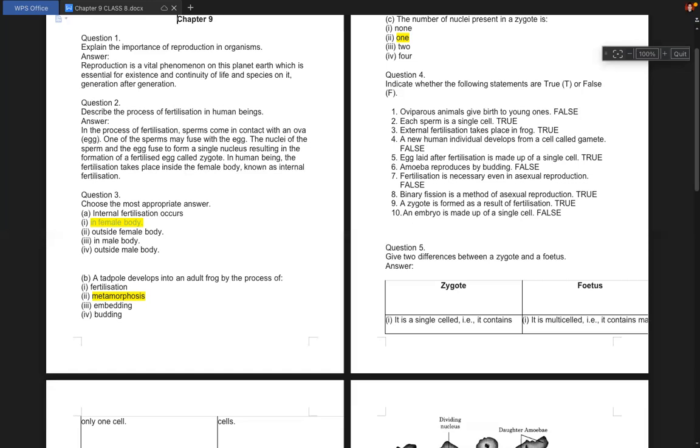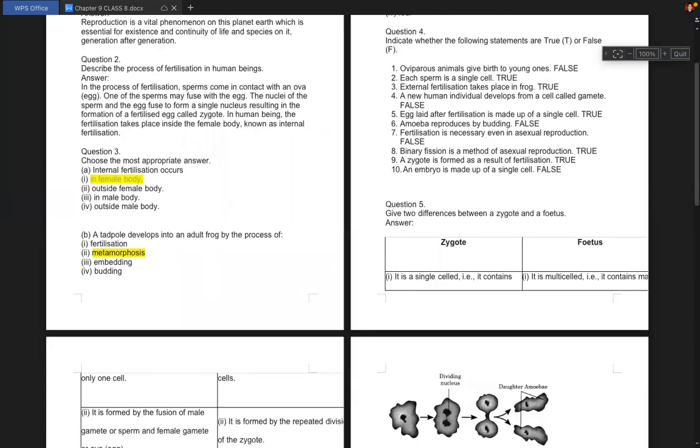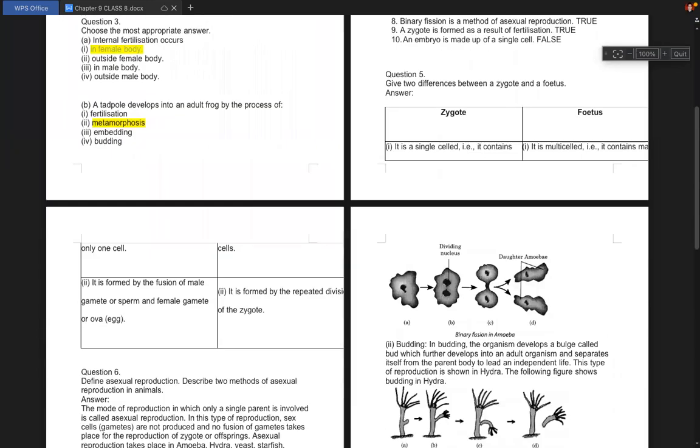Number 8, binary fission is a method of asexual reproduction. Yes, it is true. Number 9, a zygote is formed as a result of fertilization. Again, true. And the last one, an embryo is made up of a single cell. No, it is false. A zygote is made up of a single cell. When it divides into many cells, then it forms the embryo. Understand? Now, the next is we have to give differences between a zygote and a fetus.